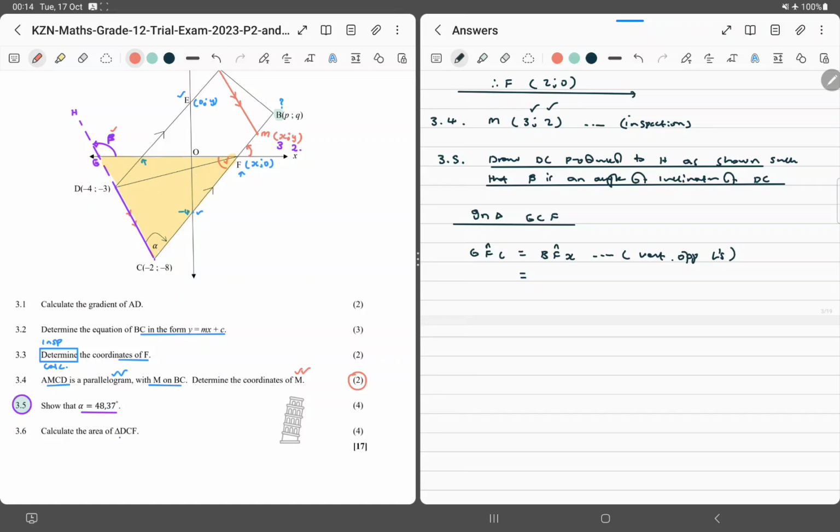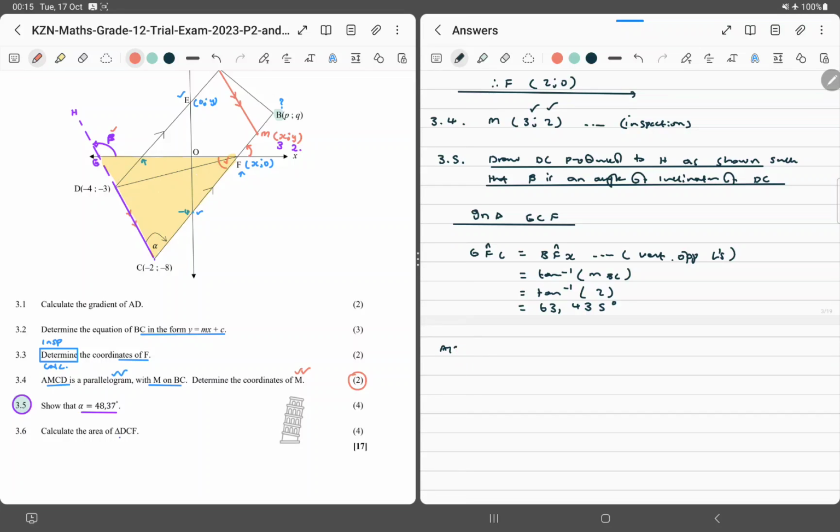Now what is that? It is basically the shift tan of the gradient of BC. Is it not? Yes. So this is the shift tan of 2. That helps us to just maneuver into that. So this gives us 63,435 to 2 decimal places. Always don't round off to 2 when you are doing intermediate steps.